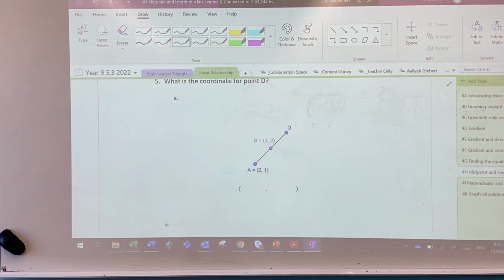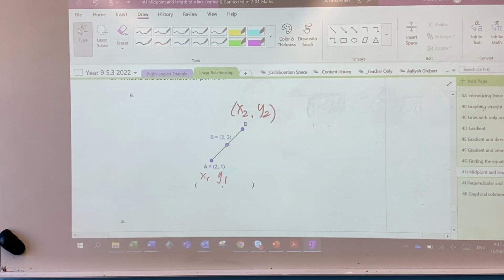At the moment, I don't know what the point D is, right? I've got no idea. I just call it x2, y2. Do you guys agree? Is it okay? I don't know where it's located at the moment, but I just call it x2, y2. Using the middle point formula, I can find it out. I call this one x1, y1. All good? Okay. Based on our discussion of the middle point formula, we said x1 plus x2 divided by 2 gives me the middle point.